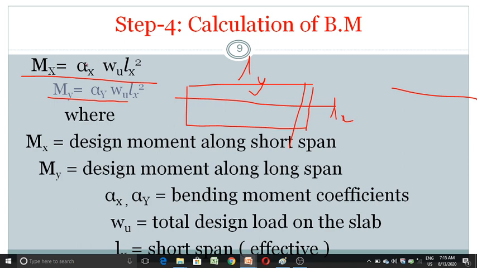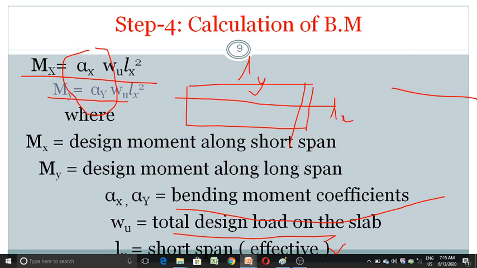Here, you know, alpha x and alpha y are the bending moment coefficients along the x and y directions, and w is the total design load or factored load that we are considering now, and lx is the shorter span direction, that is the effective length of the shorter direction. If you substitute those values, we can calculate Mx and My. So these alpha x and alpha y values depend upon edge conditions, right?